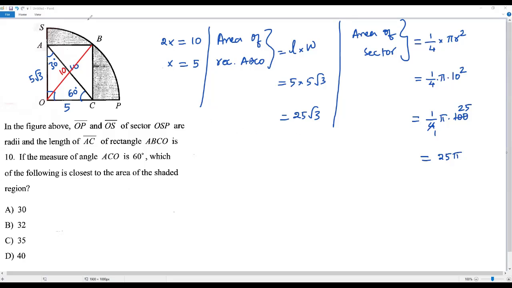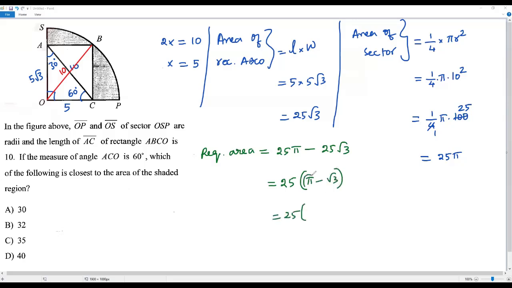Okay, as I said earlier, to get the area of the shaded region, I have to subtract the area of the rectangle from the area of the sector. Let me write it over here. So the required area, that is the area of the shaded region, is equal to the area of the sector, that is 25 pi. From this, I have to subtract the area of the rectangle, that is 25 times square root of 3. So we can factor 25 out. When 25 is factored out, we get pi minus square root of 3 inside the parentheses.